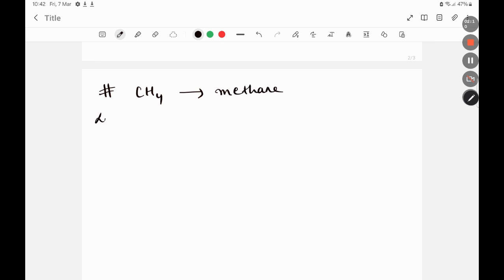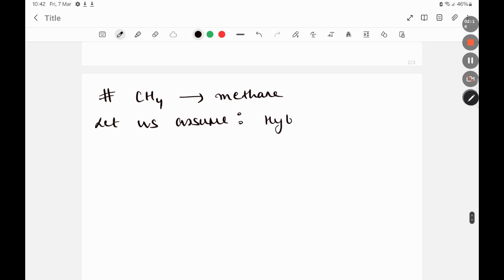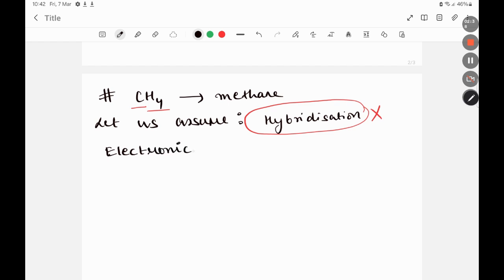Okay, so let us assume that a concept called hybridization doesn't exist at all. So at that point of time, how will we carry out covalent bonding between one carbon atom and 4 hydrogen atoms? How to do that without hybridization? Since you guys don't know about hybridization at all, let's start with the basic electronic configuration of carbon atom.